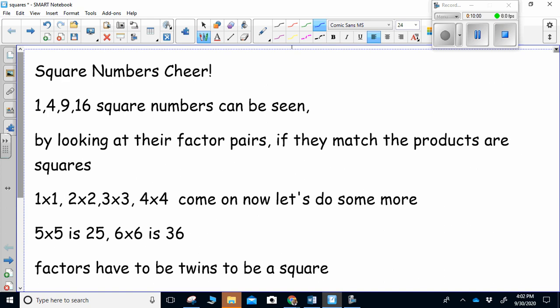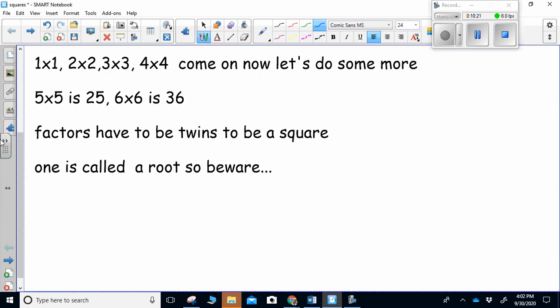All right, so one more time. 1, 4, 9, 16. Square numbers can be seen by looking at their factor pairs if they match their products or squares. 1 times 1, 2 times 2, 3 times 3, 4 times 4. Come on now, let's do some more. 5 times 5 is 25. 6 times 6 is 36. Factors have to be twins to be square. One is called a root, so beware.